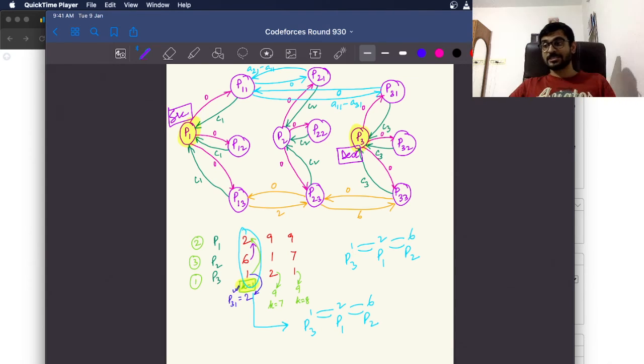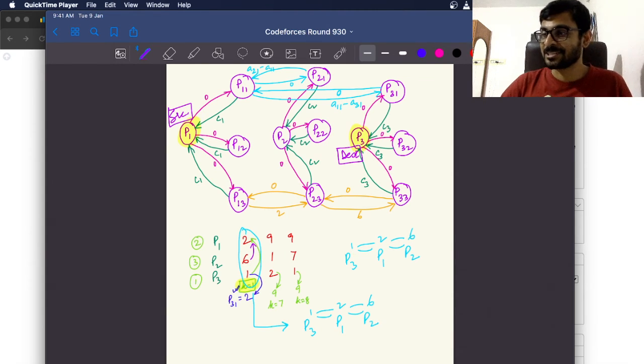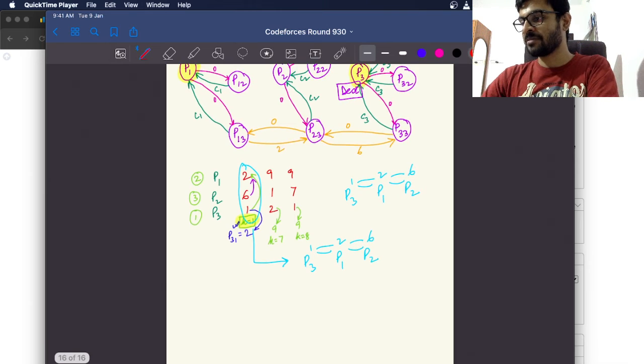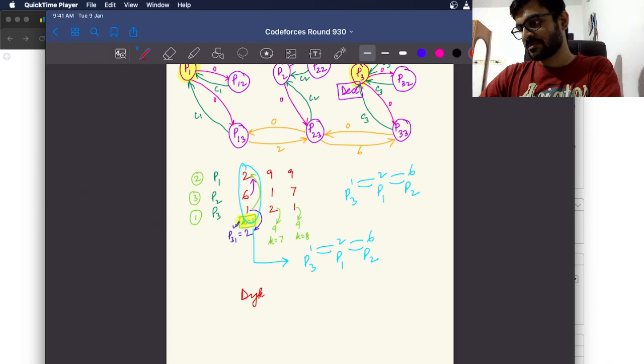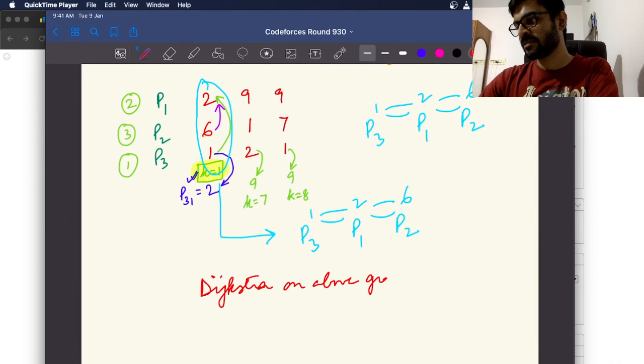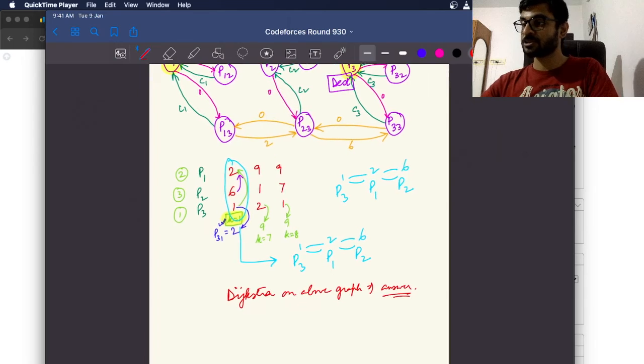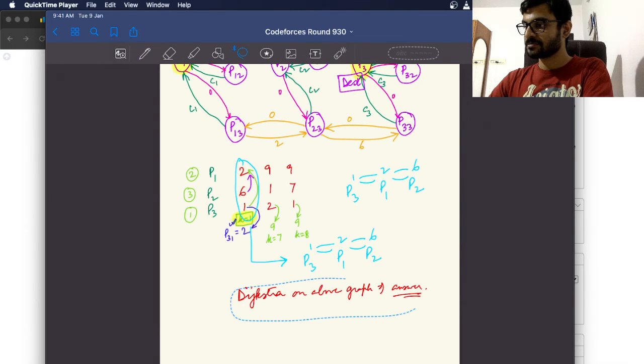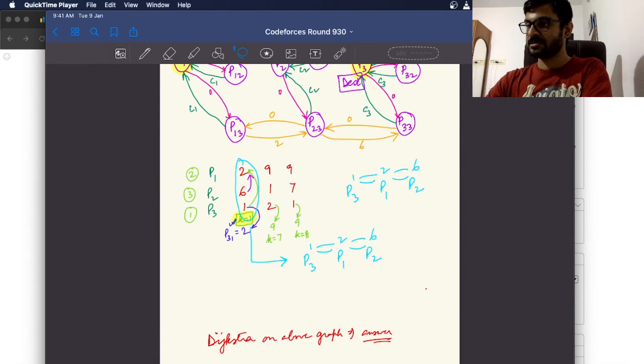So what is the shortest distance? You just have to apply basic Dijkstra over here. So Dijkstra on the above graph gives you the answer. What is the cost of building the above graph? What is the number of edges over here? That is, I think, the biggest thing that we wanted to improve.